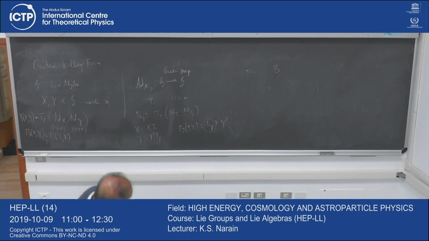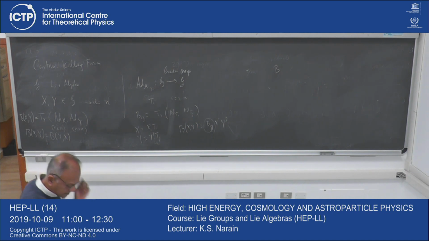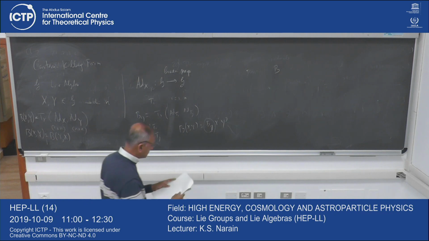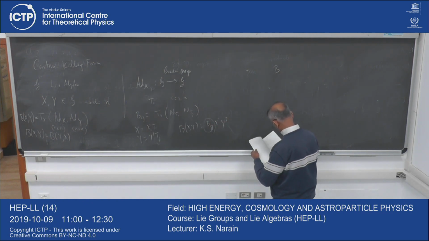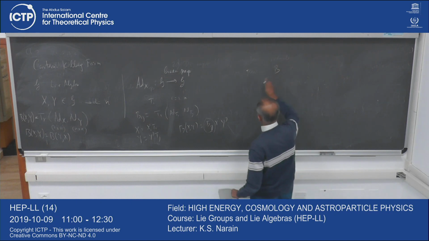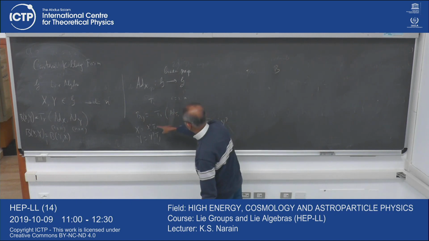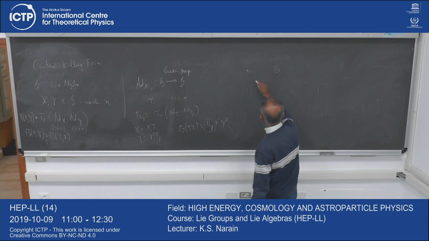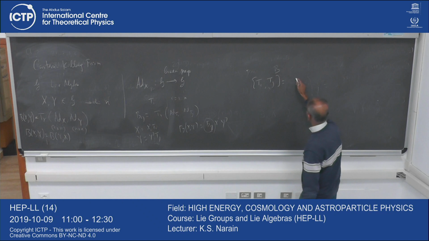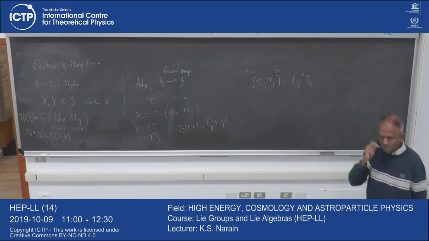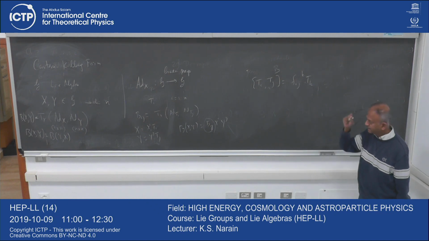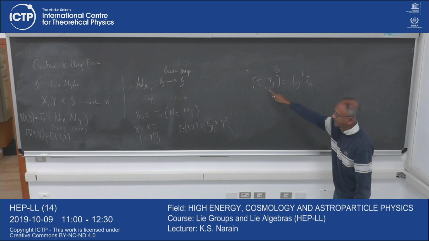So let's say, I've chosen a basis T_i. And let's suppose the commutation relation of T_i, T_j will be given in terms of some structure constants, [T_i, T_j] = f_ij^k T_k. That will be some numbers here. Of course, it's antisymmetric in i and j.